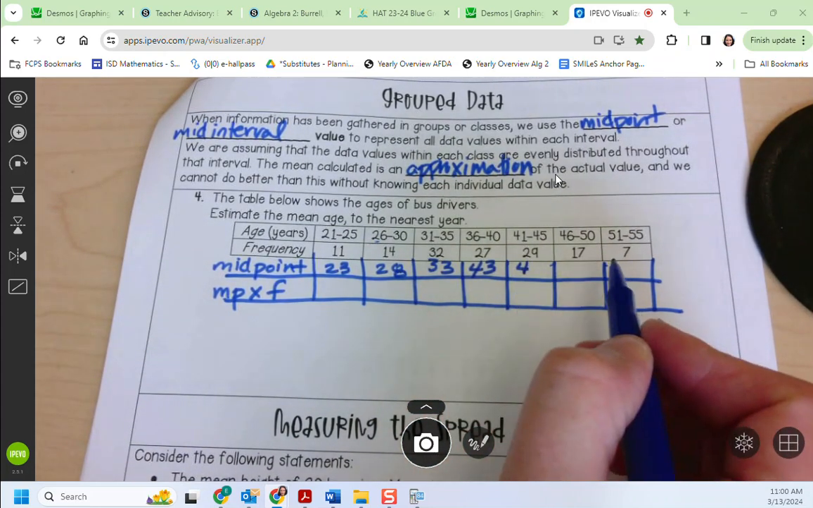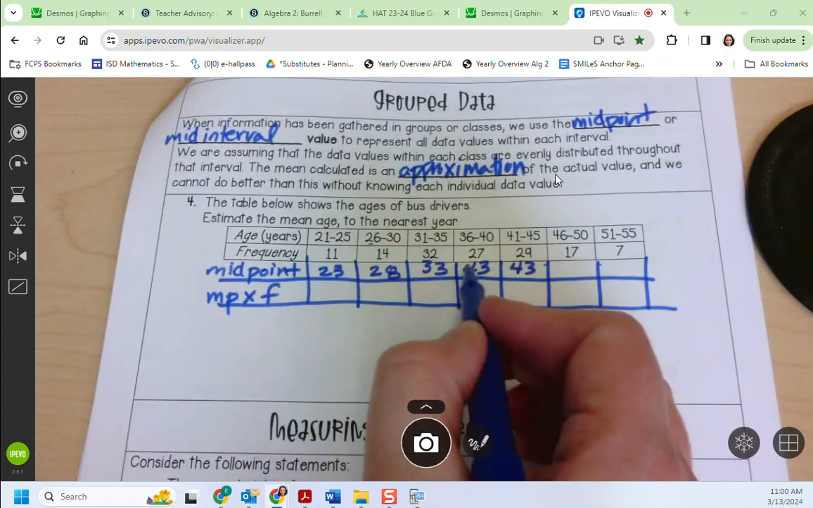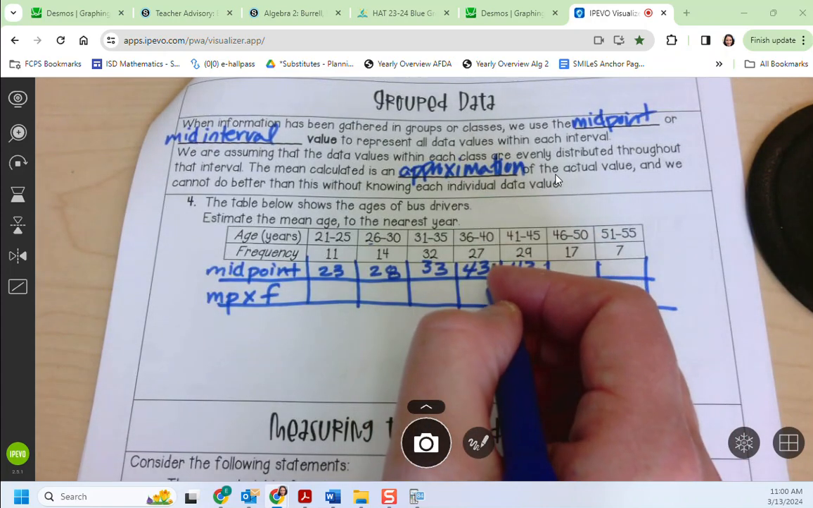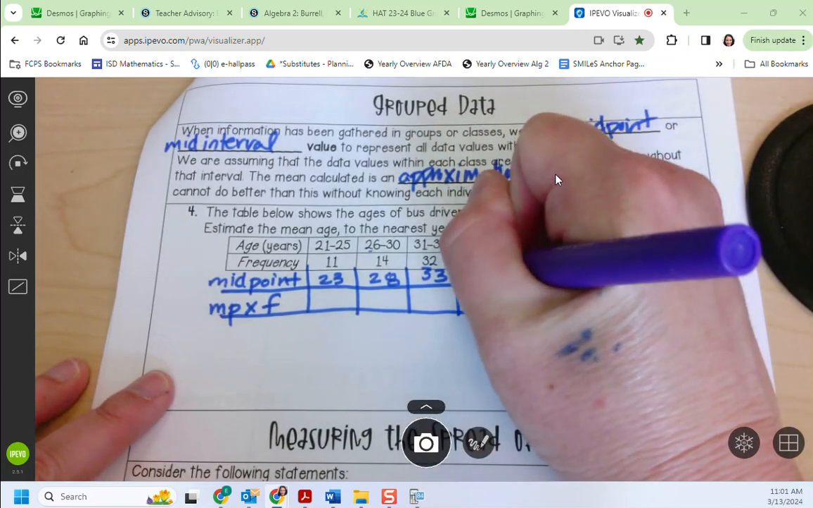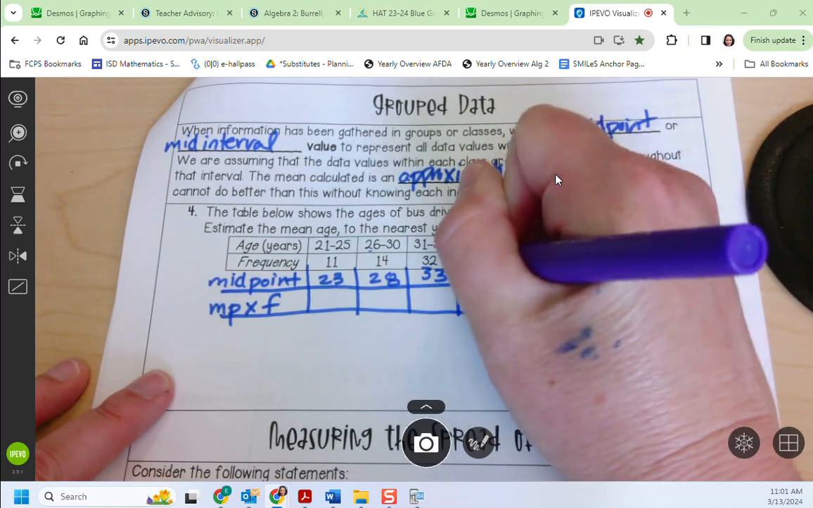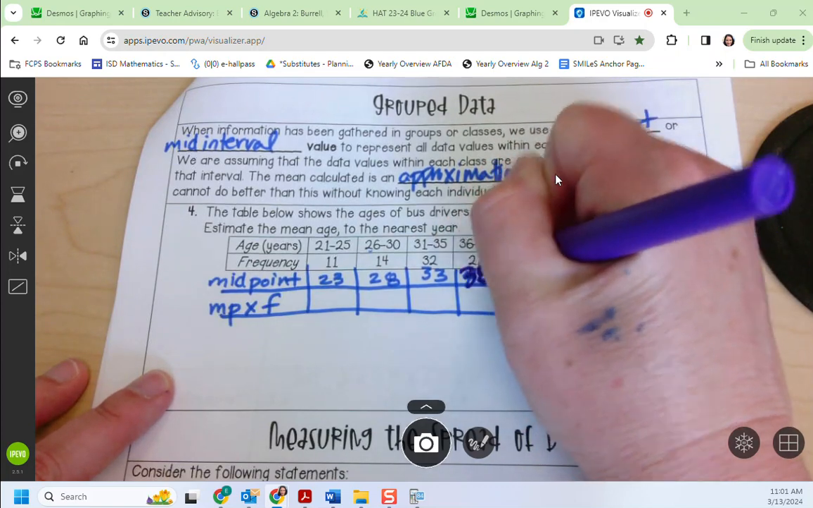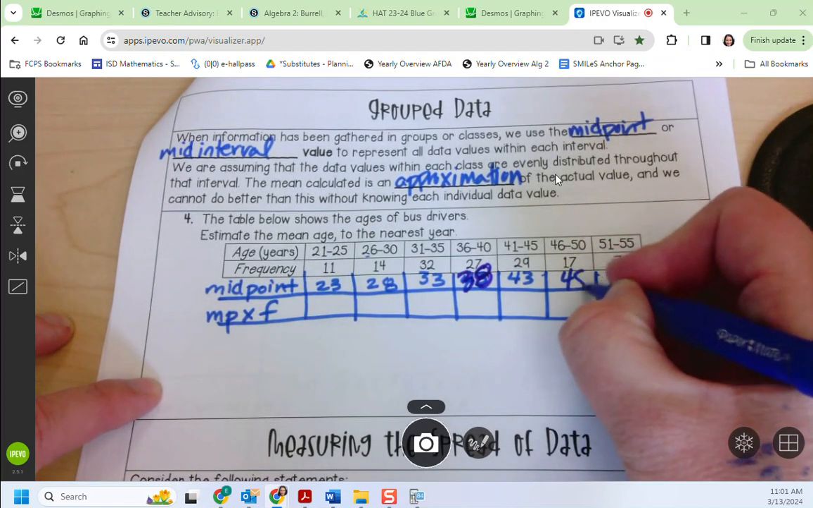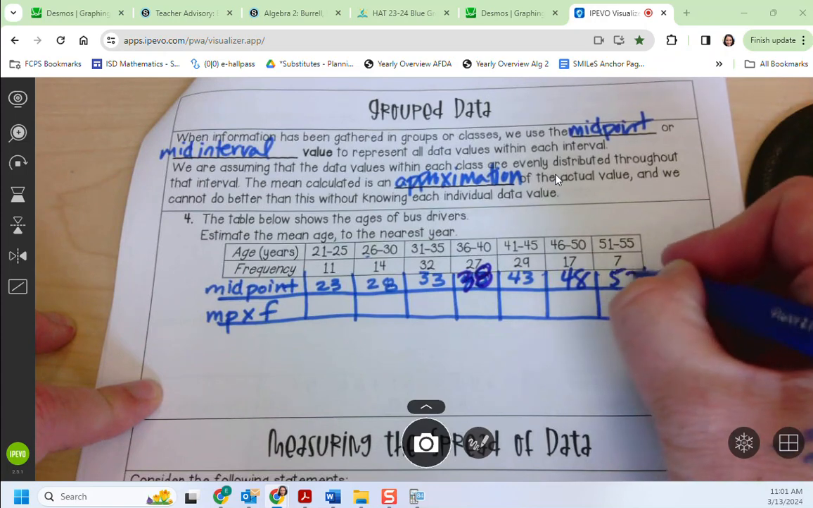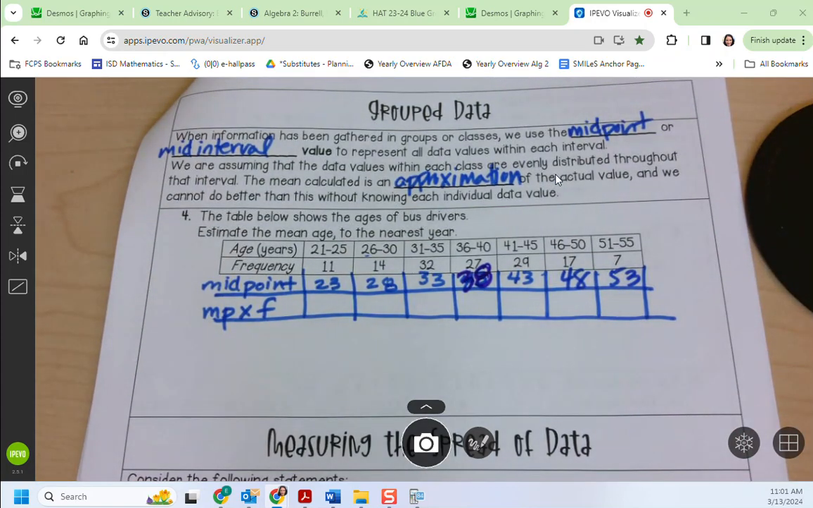Oh, did I get off? This is the 43. What's this one? 38. Okay, I'm going to need to do something weird about that. 38. Can you guys just believe me that that says 38? Okay. 43, 48, and 53. And then we're going to multiply those midpoints times the frequency to get the next line.